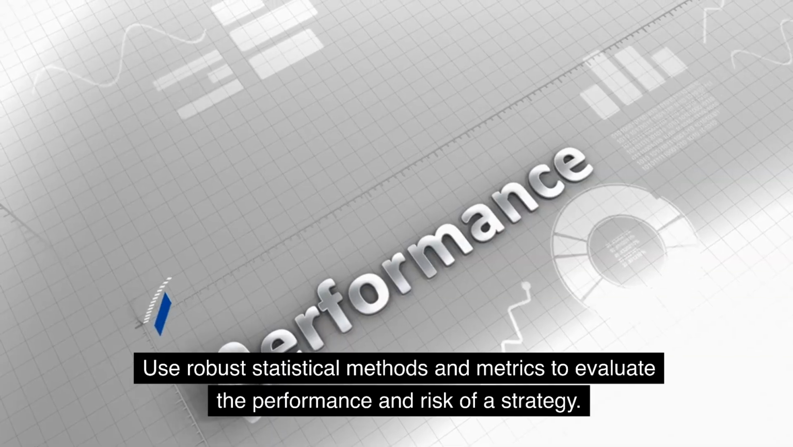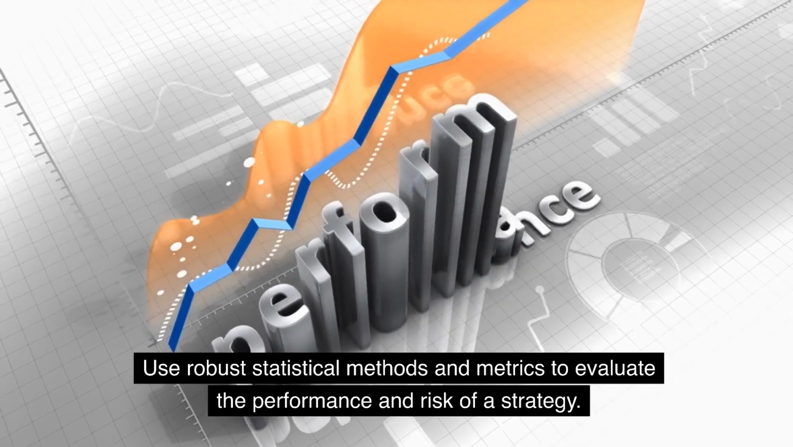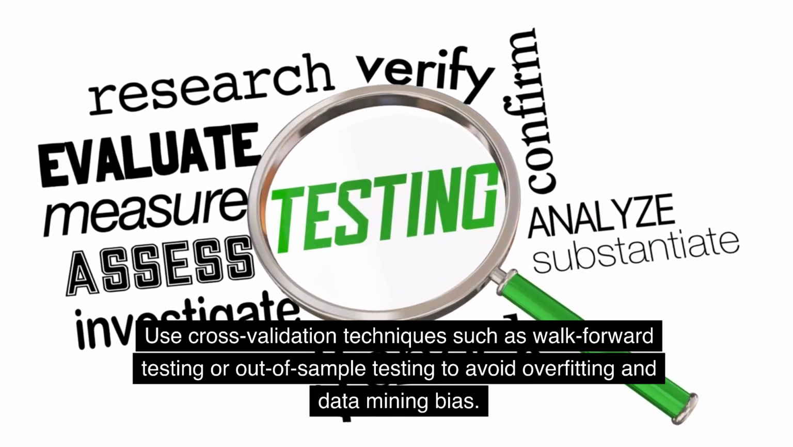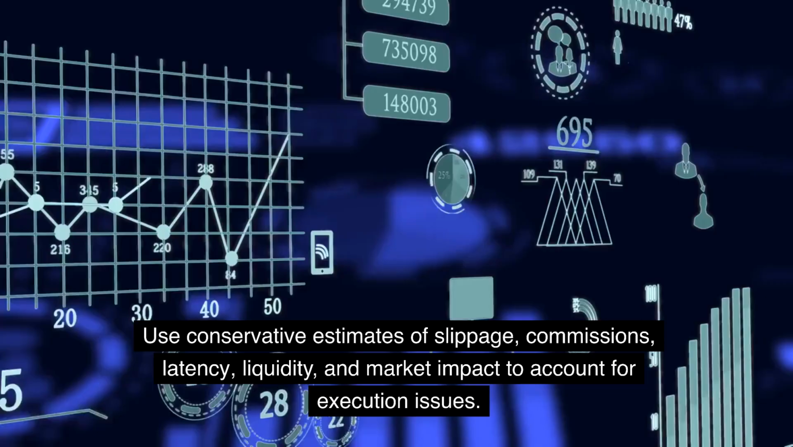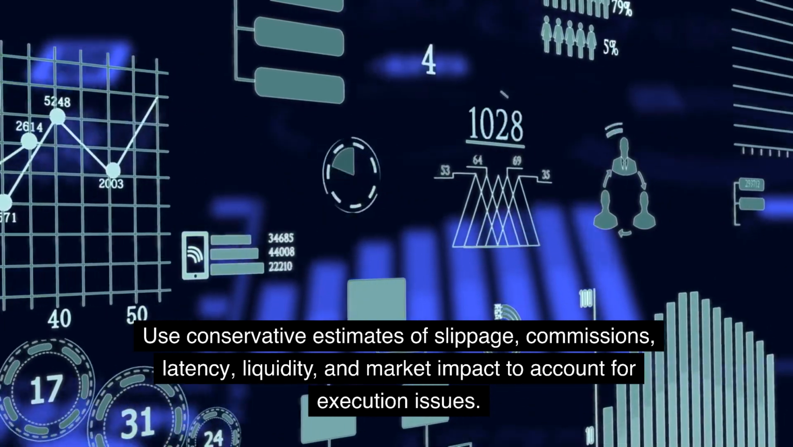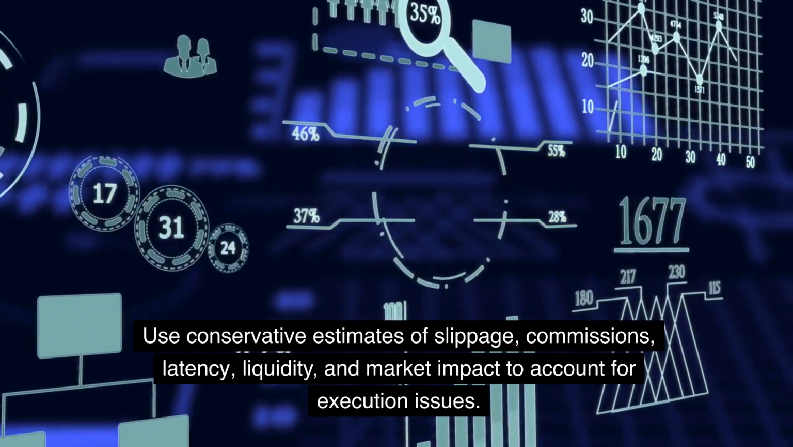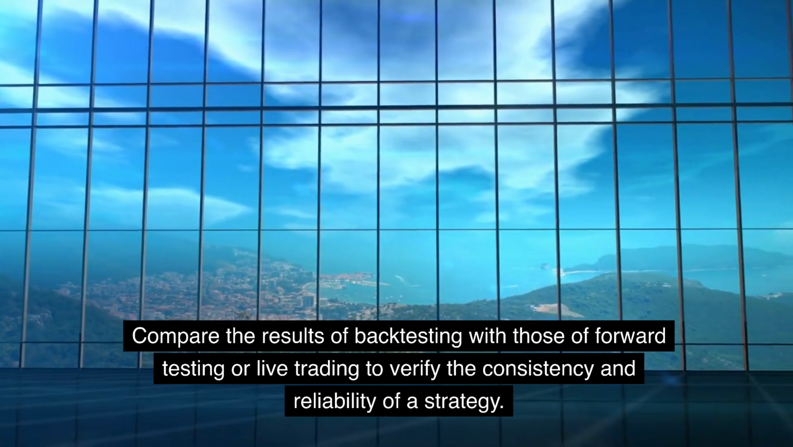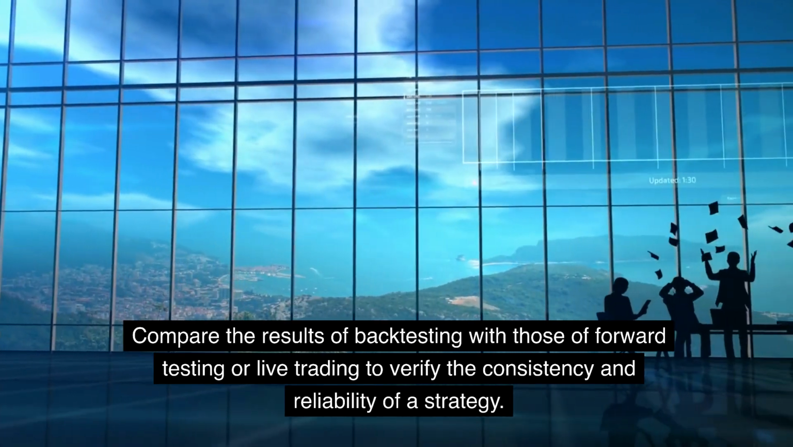Use robust statistical methods and metrics to evaluate the performance and risk of a strategy. Use cross-validation techniques such as walk-forward testing or out-of-sample testing to avoid overfitting and data mining bias. Use conservative estimates of slippage, commissions, latency, liquidity, and market impact to account for execution issues. Compare the results of backtesting with those of forward testing or live trading to verify the consistency and reliability of a strategy.